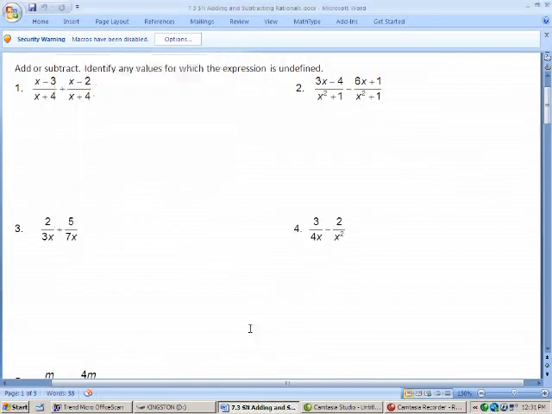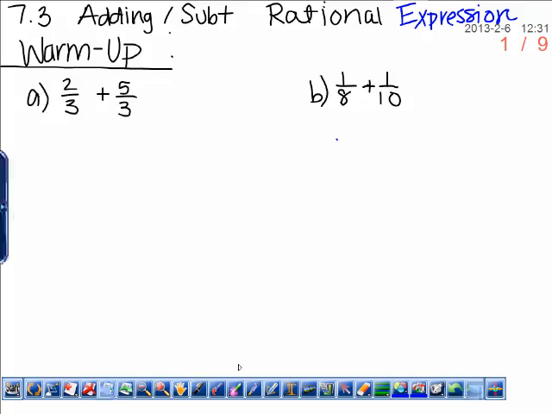Right, so take a look at these warm-up problems, adding and subtracting rational expressions. We're going to start, as we're going to do most days, with adding and subtracting just fractions, because they work very, very similar. So am I allowed to add 2/3 plus 5/3? Yes. Why? Because you have a common denominator. My common denominator is 3, so I take 2 plus 5, which is 7, and I put it over 3.